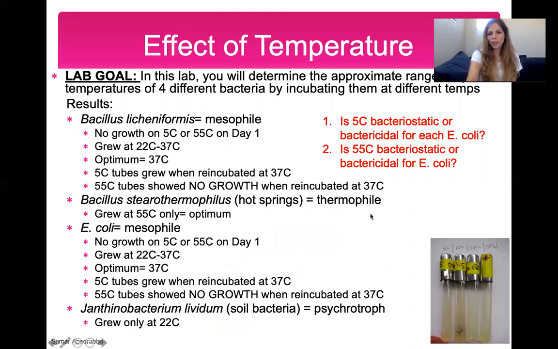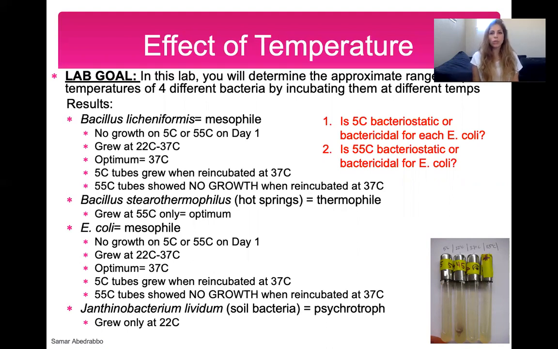So in the results, what you were supposed to see is, for example, for Bacillus licheniformis, this bacterium, you were supposed to see no growth on the 55-degree slant and 5-degree slant. So this bacteria, like E. coli, does not grow at very cold temperatures, 5 degrees Celsius, or hot temperatures, 55 degrees Celsius, but it grew at 22 degrees, which is room temperature, and 37 degrees, which is body temperature. When we look at the agar slants, we saw more colonies on 37 degrees Celsius than 22 degrees Celsius. So for that organism, we would say that the optimum temperature is 37 degrees Celsius.